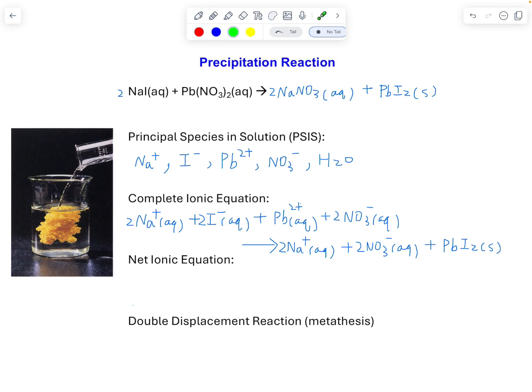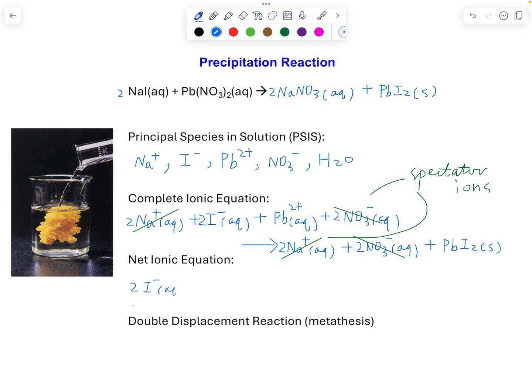As you may notice, in your complete ionic equation, you see 2 sodium on the reactant side and 2 sodium on the product side. You see 2 nitrate and 2 nitrates, and those can be canceled out. Those are what we often refer to as the spectator ions. Okay, after you cancel them all out, you can write your net ionic equation, with only the reagents that react to generate the product. So basically, 2 iodide reacting with 1 lead cation, generating lead iodide solid.